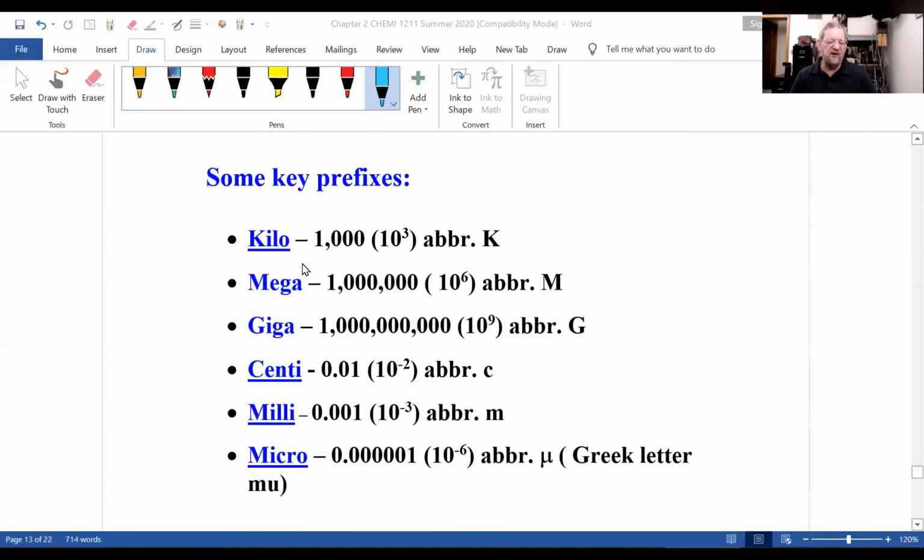Now, prefixes mean something. A kilogram is 10 to the third, or 1,000 grams, and the prefix kilo means 1,000. You should know this.